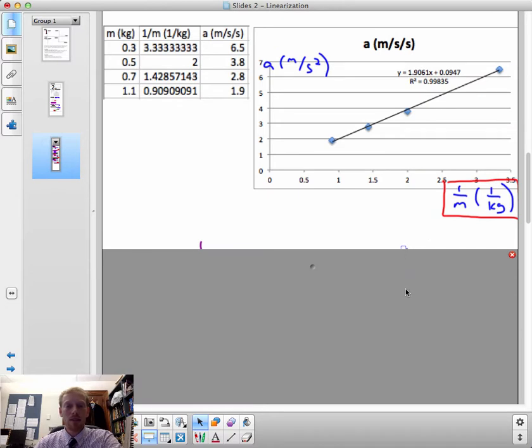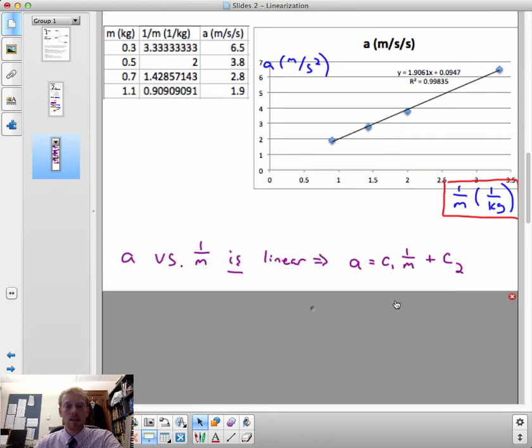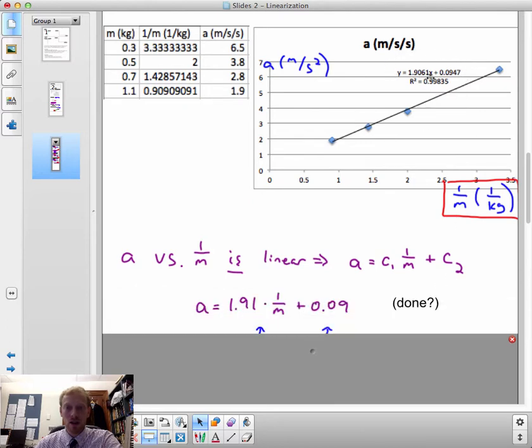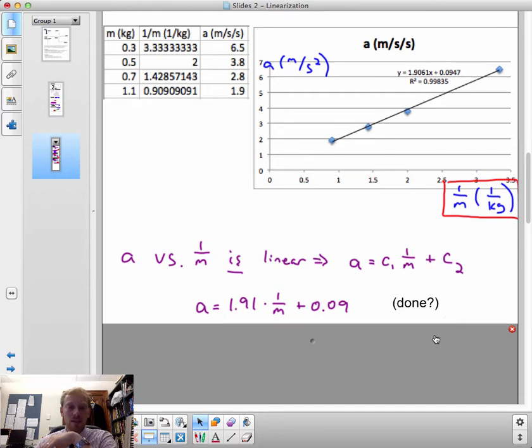Okay, well what does that mean? It means since this is a linear function, then it really is true that the acceleration is some constant times the thing on the horizontal axis, 1 divided by the mass, plus some other constant. And I actually have had Excel tell me the value of those constants. I've had it show the equation. That's something that you can do in the options for your graph. So is this it? Is a equal 1.91 times 1 over mass plus 0.09?